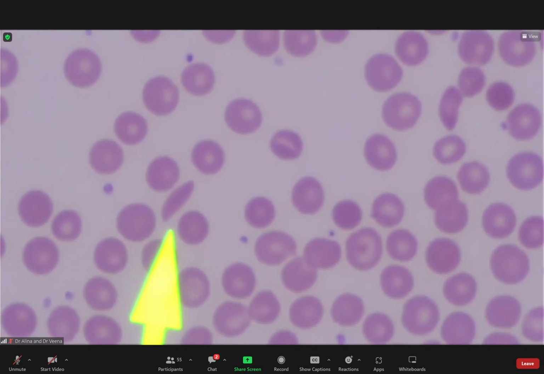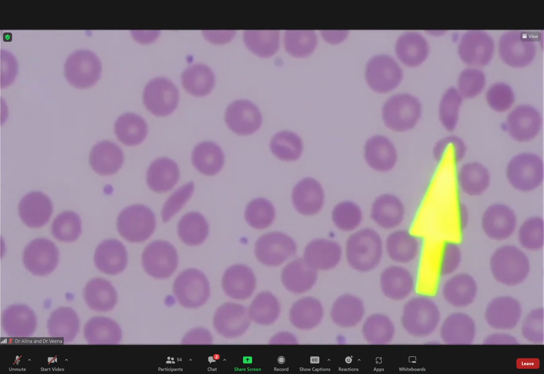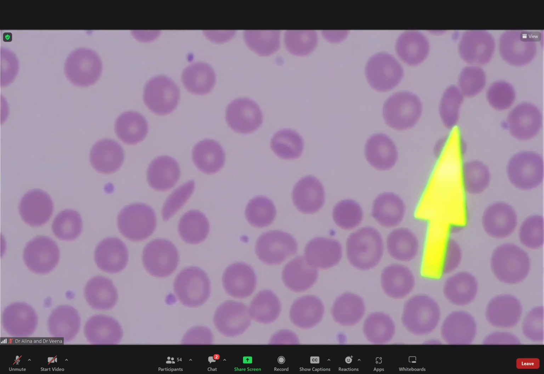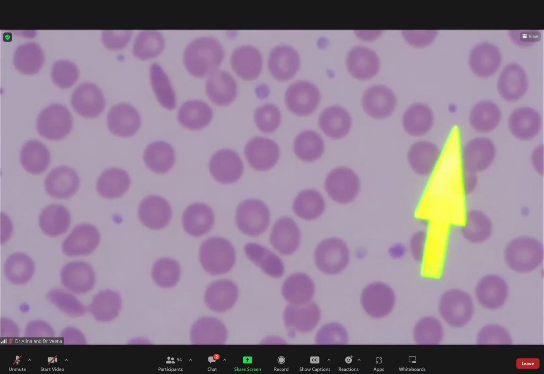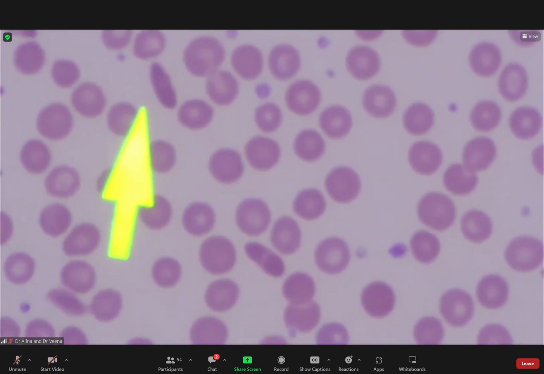So those cells, this cell here, this cell here, these are all boat-shaped cells. Again, here. So they're quite different from your elliptocytes. The ends of the elliptocytes were rounded. Here they're tapered. They're not quite pointy, but sort of tapered at the end. Okay, so you mustn't miss boat cells and sickle cells. All right.